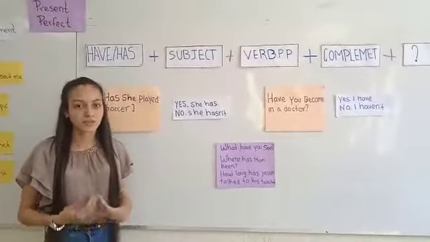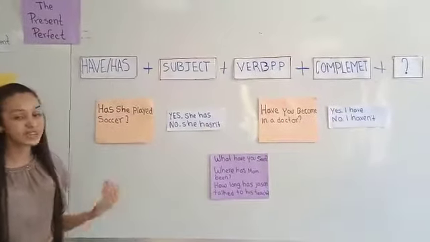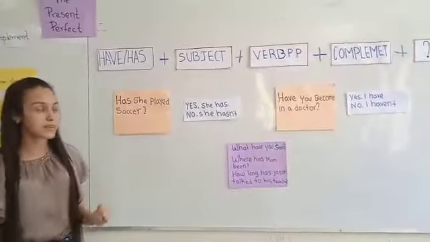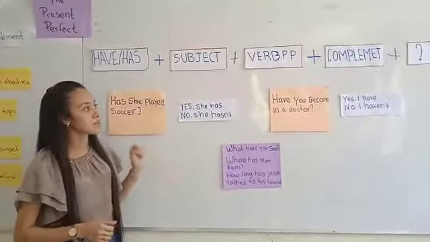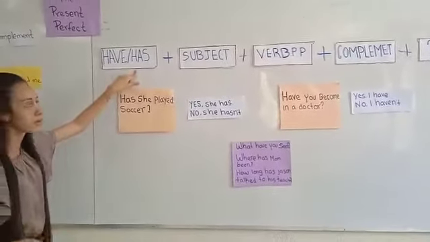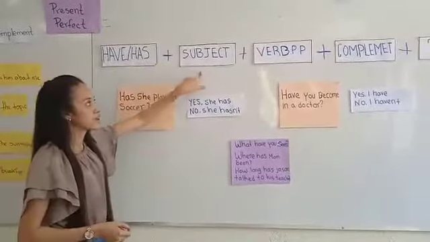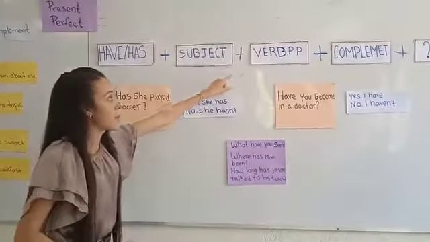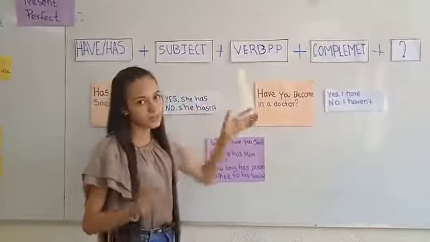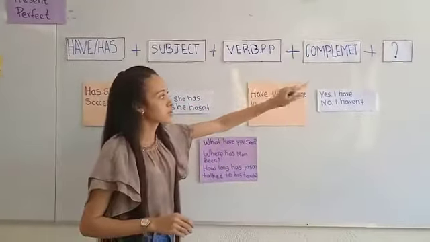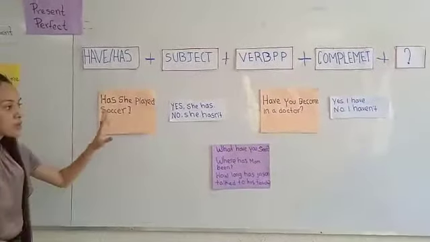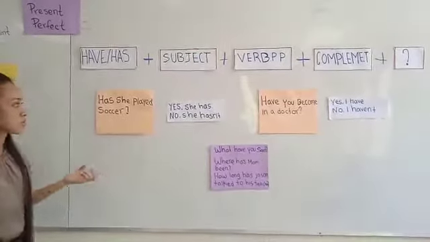Now it's time to talk about how to make yes/no questions and double equations with the present perfect. The structure to make a yes/no question is have or has, the auxiliary verb in the present perfect, plus subject, plus verb in the past participle, plus complement, which is optional, plus the question mark. Now, we have some examples about yes/no questions.